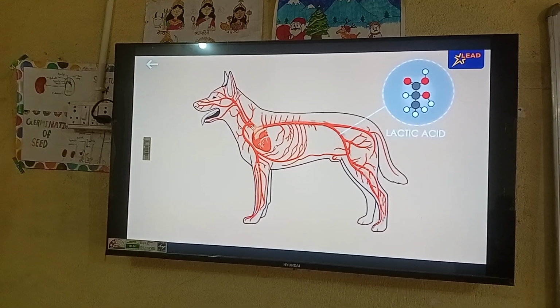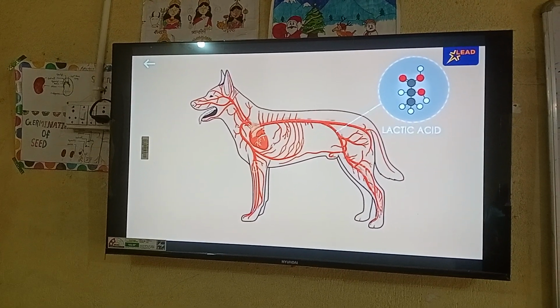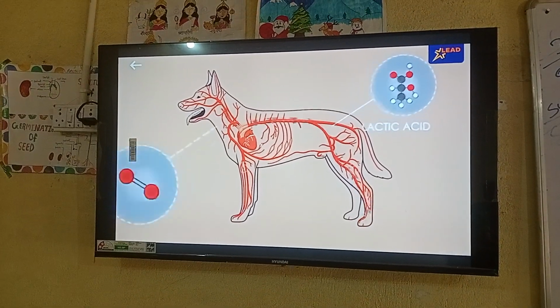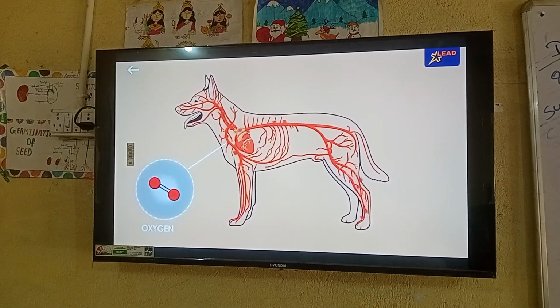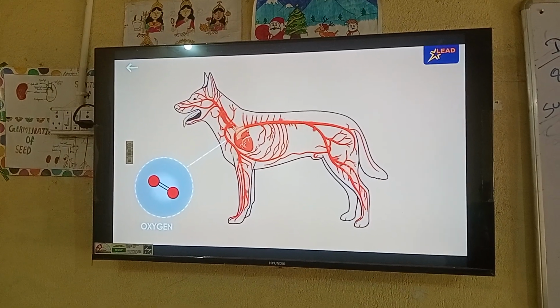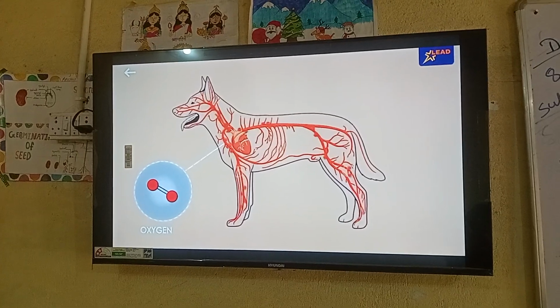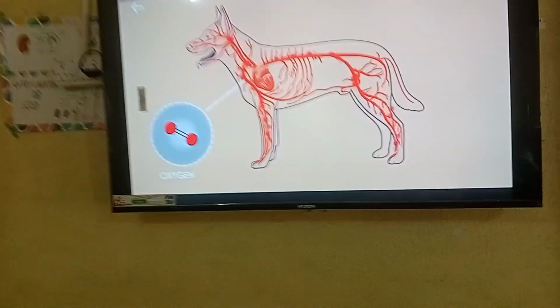Have you ever run a lot and had a muscle cramp? This is caused by lactic acid accumulation. You can only get rid of lactic acid by taking in oxygen. Oxygen is needed to break down lactic acid into carbon dioxide and water. Now you know why we breathe deeply after intense exercise. So that is how anaerobic respiration works in animals.